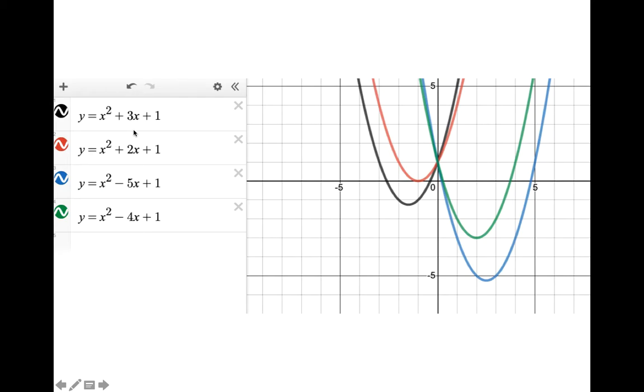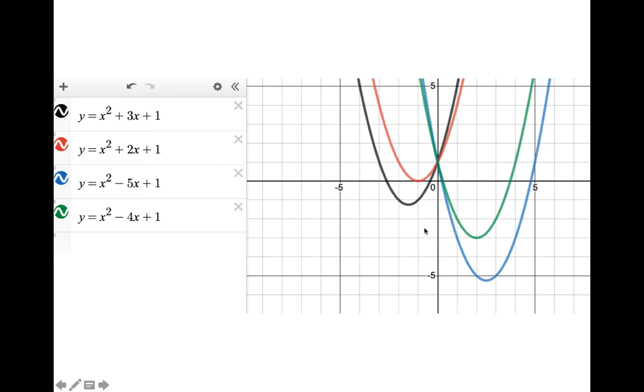Now, when I take a look at the original and think about where it is in relationship to (0, 0), I realize that it was a 3x and the vertex has moved over to the left. When it was 2x, it moved over to the left, the red one. But when it was negative 5x, the blue one, the vertex moved to the right. And when it's green with a negative 4, it also moved to the right.